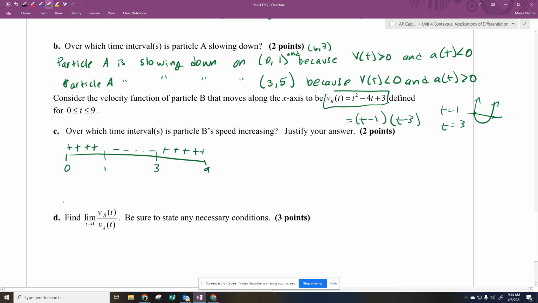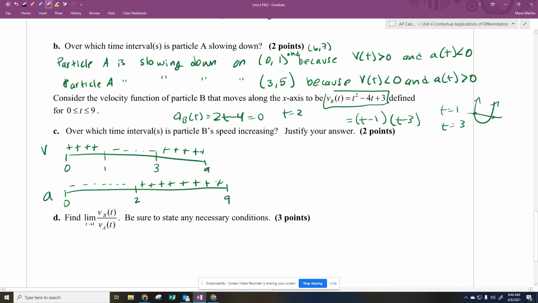Remember that. And then this is v, and then for the acceleration, first we have to figure out the derivative of this. So a of t is equal to 2t minus 4. All right. So here set this equal to 0 to figure out when it's changing. Add 4 to both sides: 2t equals 4, so therefore t equals 2. So between 0 and 2, it's negative, and then between 2 and 9 it is positive.